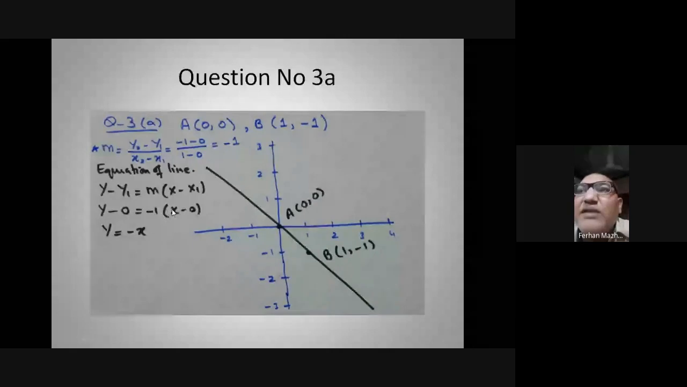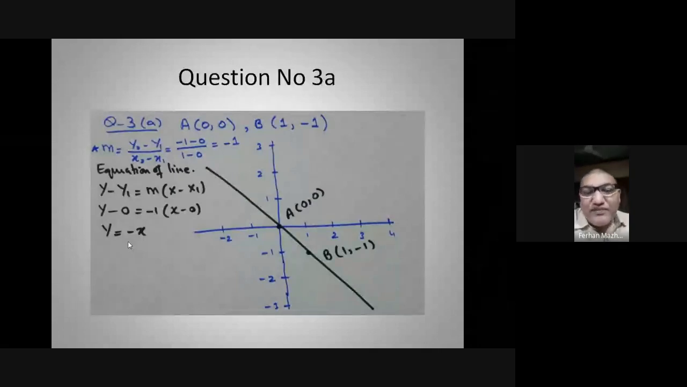This minus 1 will multiply with this bracket. So you will have y equals minus x. So this is the equation of the line joining A and B. So that is the procedure for how you find the equation of a line if 2 points on that line are given, their coordinates are given. The first step is find the slope, the gradient, and the second step is finding the equation.